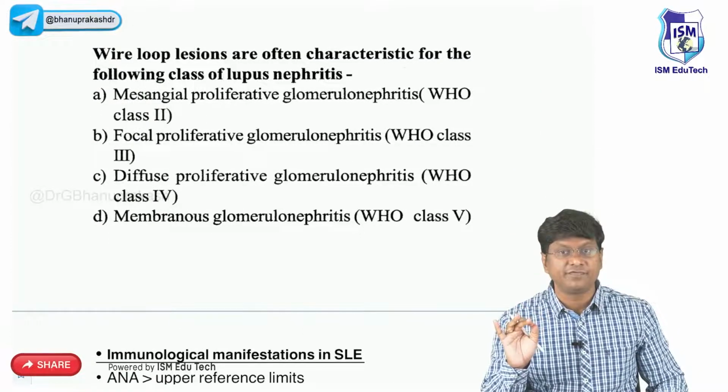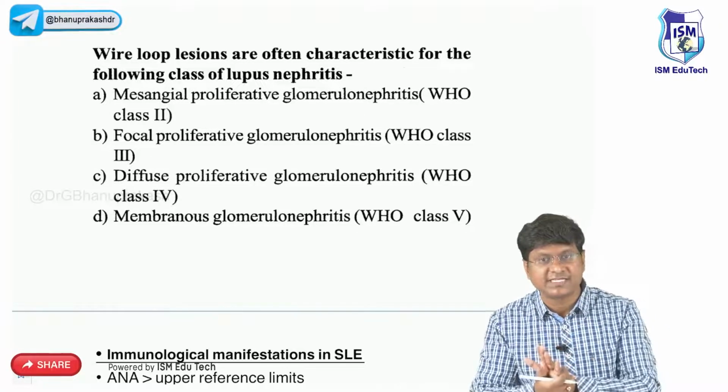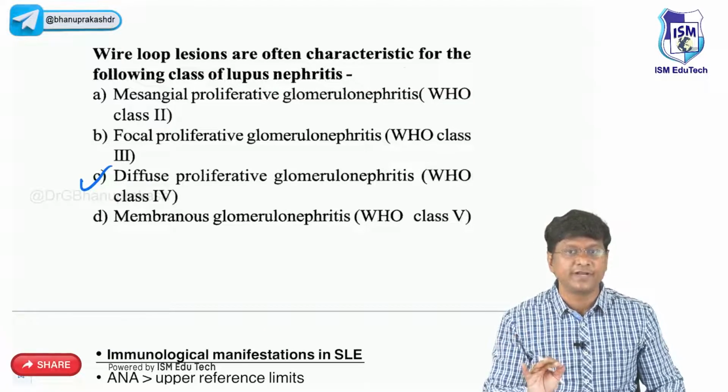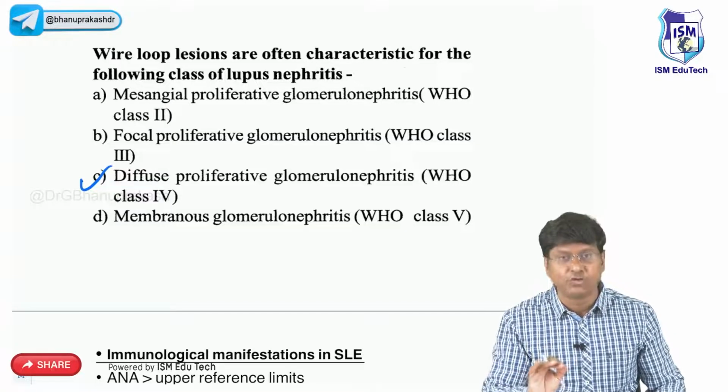Wire loop lesions are often characteristic for the following class of lupus nephritis. So which class is that? That will be your class 4, which is nothing but diffuse proliferative glomerulonephritis. Right? That is where you have these wire loop lesions.